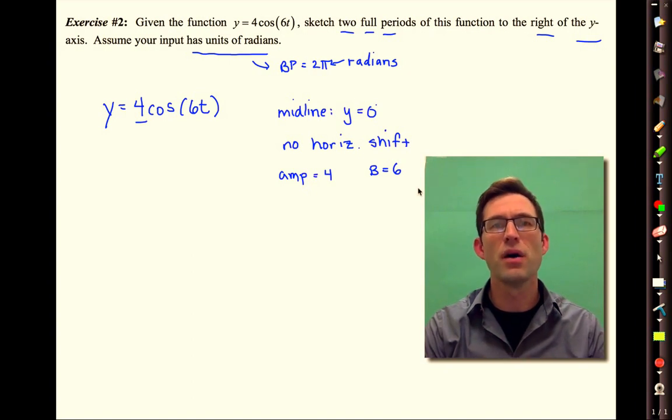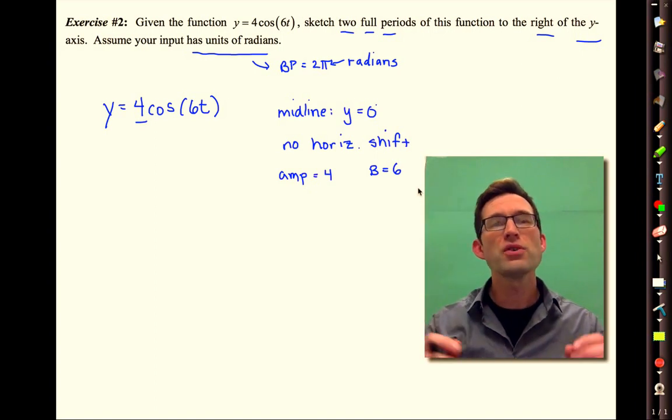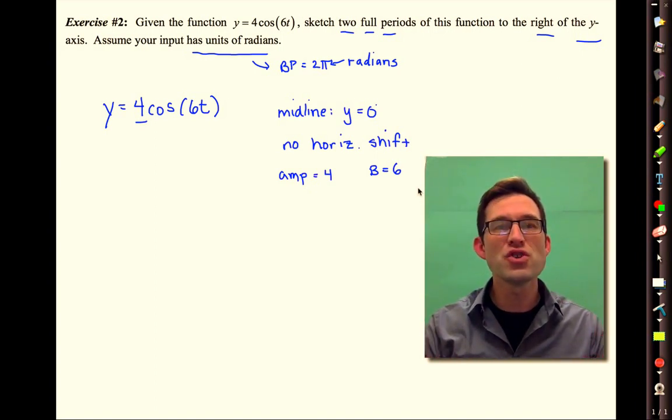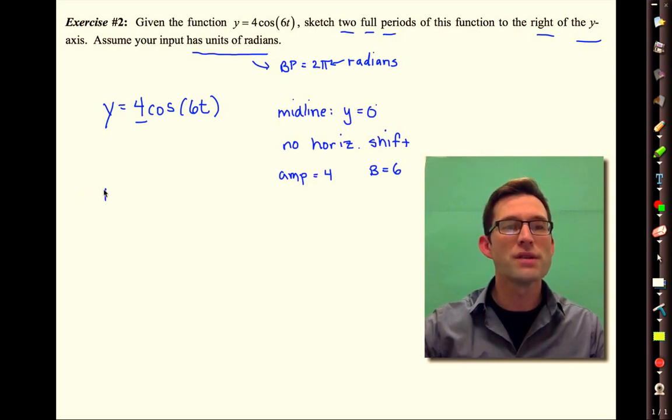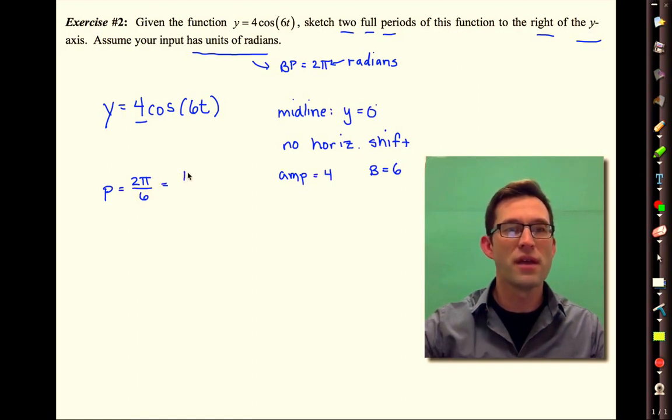It's going 6 above the x-axis, 6 below, I'm sorry, my bad. It's going 4 above the x-axis, 4 below the x-axis, 4 above, 4 below, right? But the question is, how quickly is it finishing off a full cycle? That's the period, right? So what I know is that the period will always be 2 pi divided by 6, right? Always 2 pi divided by my frequency. Of course, that reduces nicely to pi over 3.